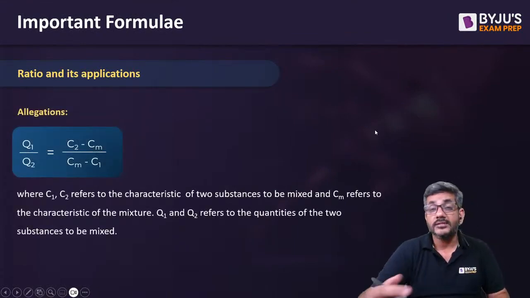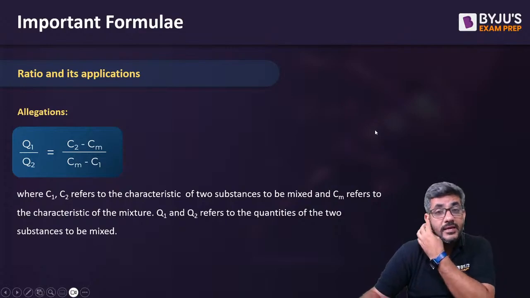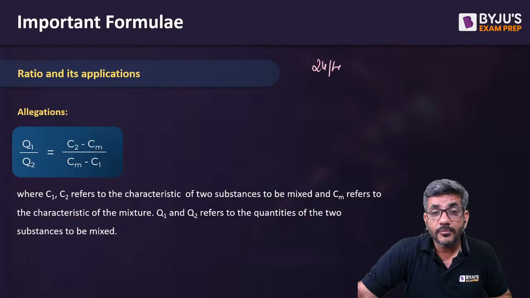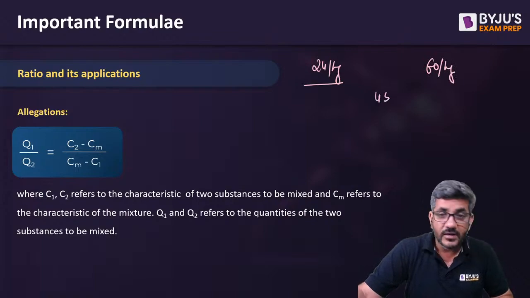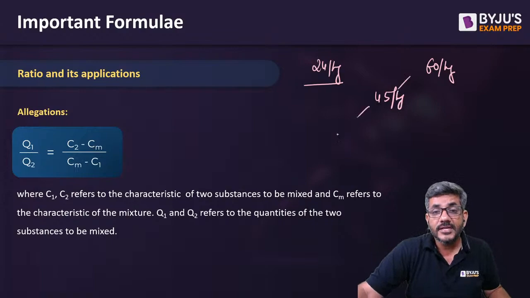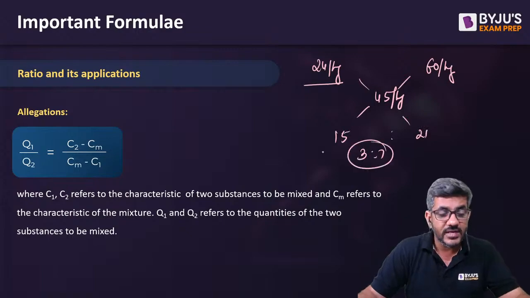तो एक तो ये इसका theoretical तरीका होता है, लेकिन allegation एक और भी तरीके से आप यूज करते हैं. Let us say something worth 24 rupees per kg. There is another thing which is 60 rupees per kg. They are mixed to make something which is at 45 rupees per kg. In what ratio they should be mixed? We take the difference of these two numbers, and we say they are mixed in a ratio of 3:7, right?